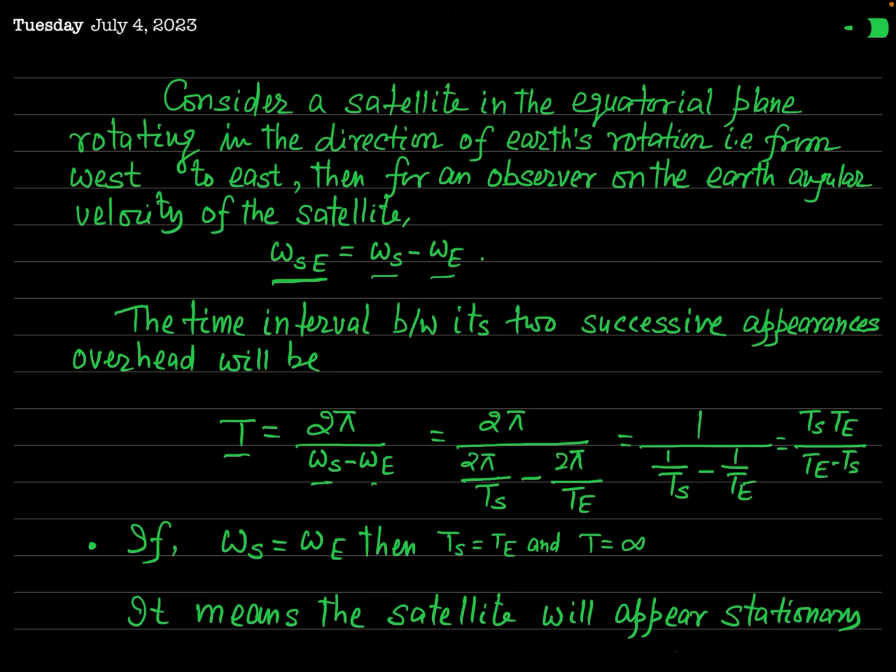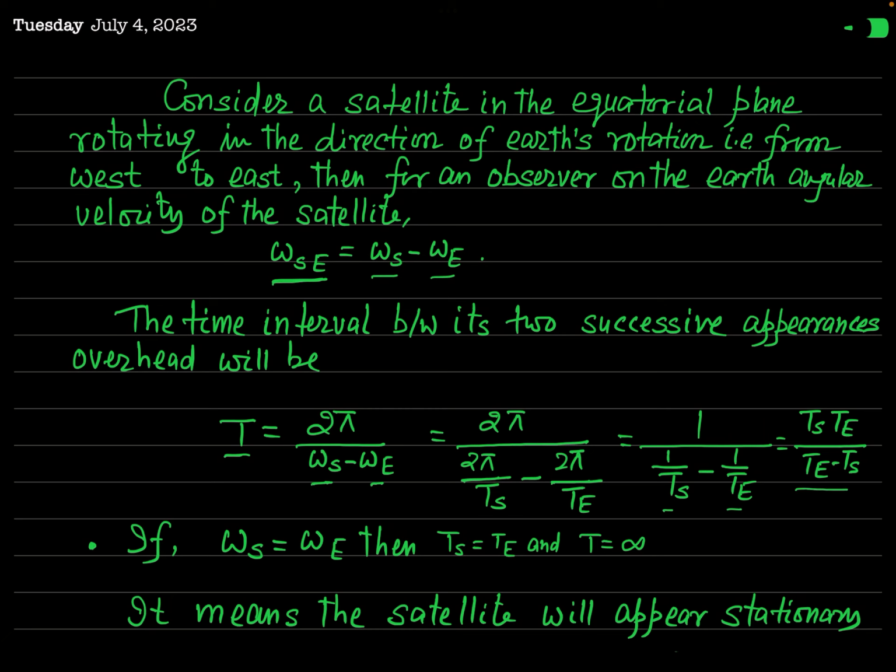Okay, and omega e, this is the angular velocity of earth's rotation, and this will be 2 pi over Te, where Te is the period of rotation of the earth about its polar axis. Okay, now you can see this 2 pi will cancel out, and your result will be 1 over (1/Ts minus 1/T), and after taking LCM you can see this result will be Ts times Te over Te minus Ts.